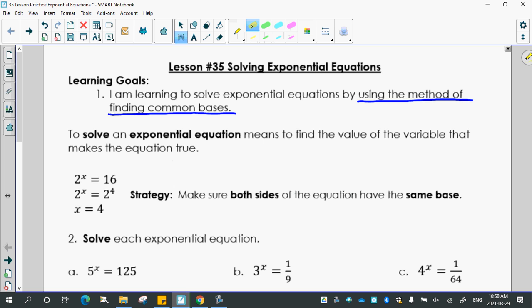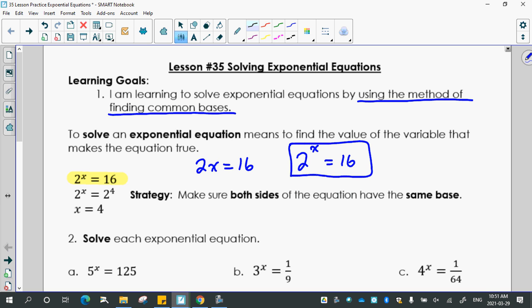The reason that an equation like this would be called an exponential equation is because x is in the exponent. Versus like this, it's just a normal linear equation because x is not in the exponent, versus 2 to the power of x equals 16, which is an exponential equation. So this is what we're focusing on.